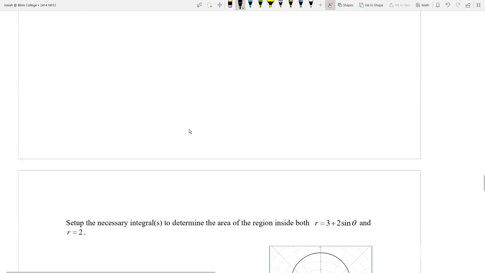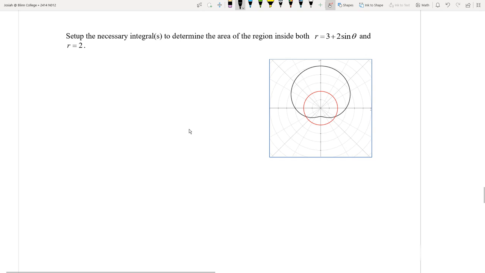All right, and so the last one, set up the necessary integrals to determine the area inside both. So inside both, it means it's got to be inside here.